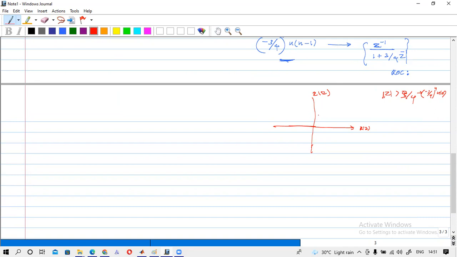So if I draw this circle, the magnitude of Z is equal to 3 by 4. So this value will be 3 by 4. The ROC will be the region greater than this circle. So this will be the ROC, and you can see that infinity is in the ROC, but 0 is not in the ROC for this one.